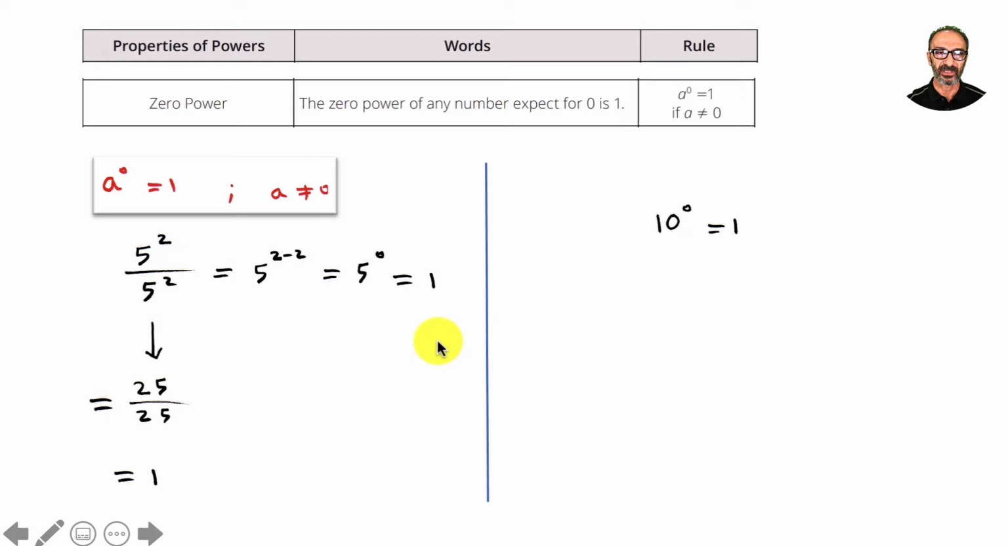10 to the power 0 is 1. 7 to the power 0 is 1. 711 to the power 0 is 1. That's not the store 7-Eleven, it's just the number 711.